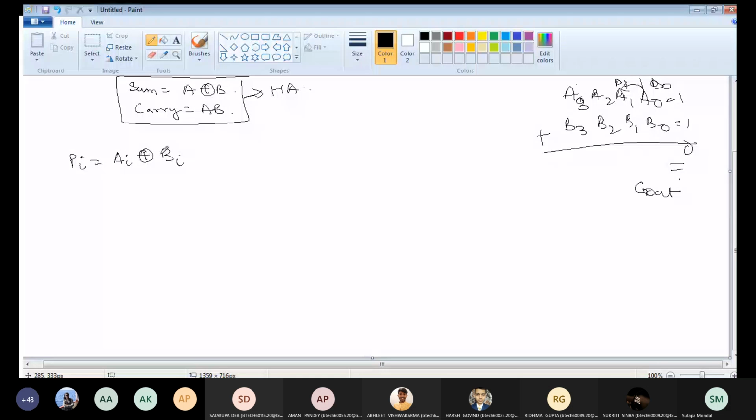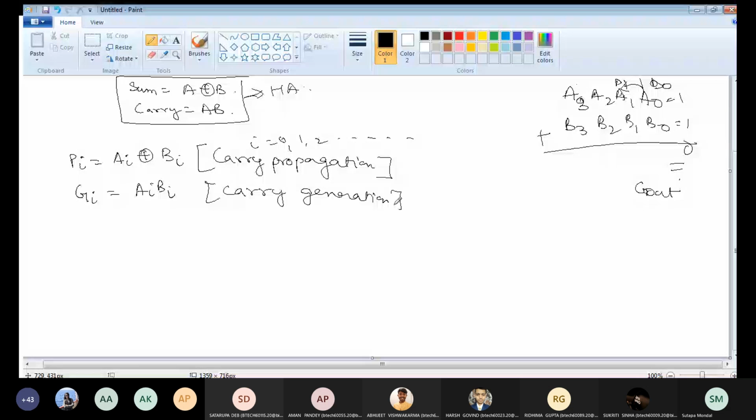Okay, so this is your carry propagation, and this is your carry generation. Carry propagation and carry generation. That means Gi is the carry we are generating, and Pi is the carry propagate, which we are propagating. Okay, so now what will be the output sum and carry?